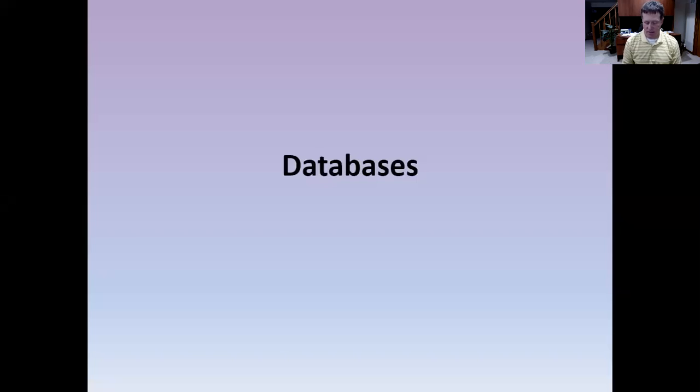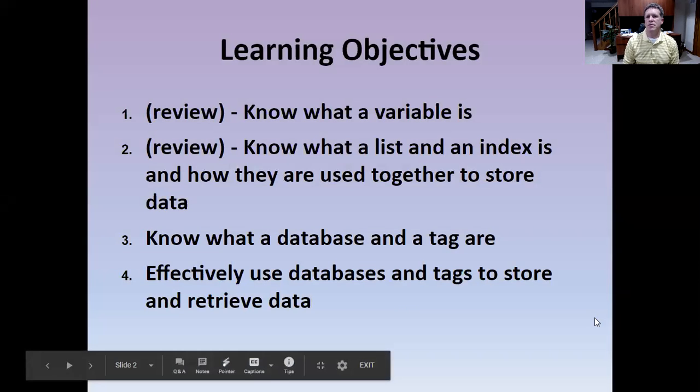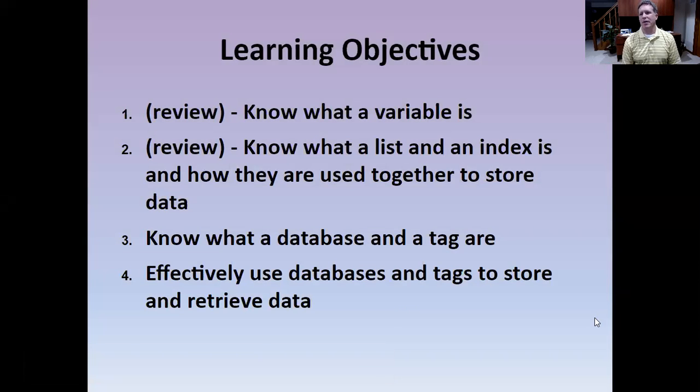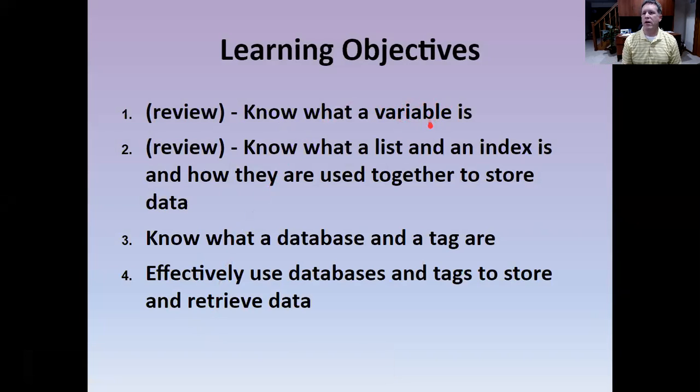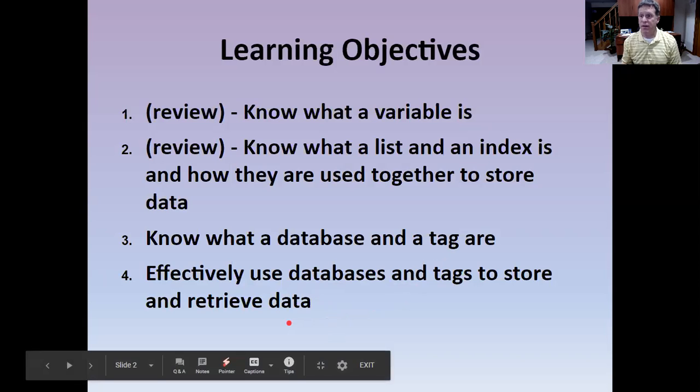So, databases, that's our topic here today. And what we're going to do is look at a couple different learning objectives here. This looks like a lot, but like I said, this is really actually a fairly short set of notes. We're going to review very quickly what a variable is. We are going to review what a list is and what an index is. Now, those are the things we've learned most recently, so hopefully you're familiar with those and comfortable with those. Variables we've been using all year long, so hopefully you're pretty familiar with those. And then we're going to talk about a database and a tag. You're going to need to know what those are, and you're going to be able to use a database and a tag. All right, so those are our learning objectives for this video.